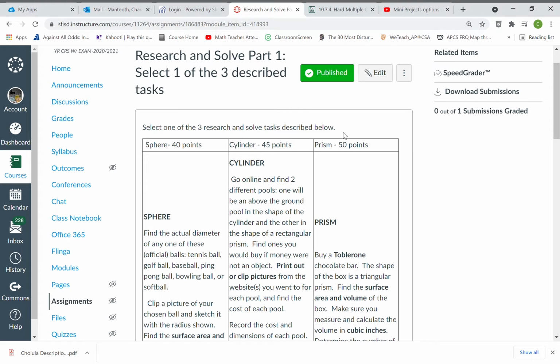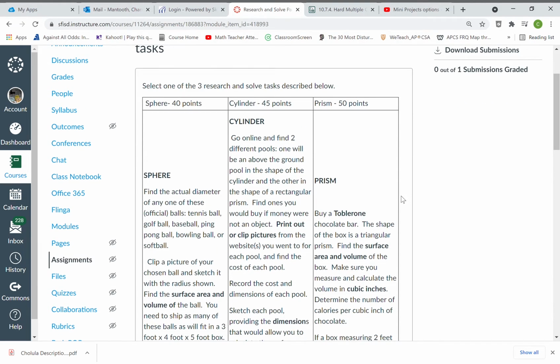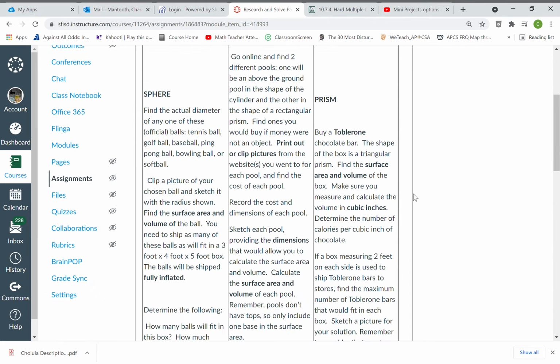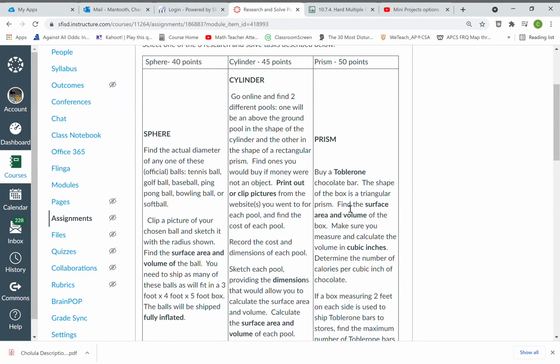For the research and solve part 1, I do think that the cylinder one, the middle one, is pretty much easy to understand, so ask me questions if you don't understand it. But for the one where you're going to pick a sphere, you're going to pick a tennis ball, golf ball, baseball, ping pong ball, bowling ball, or softball. Go find the actual size of one. Find the diameter or the radius, it doesn't matter.